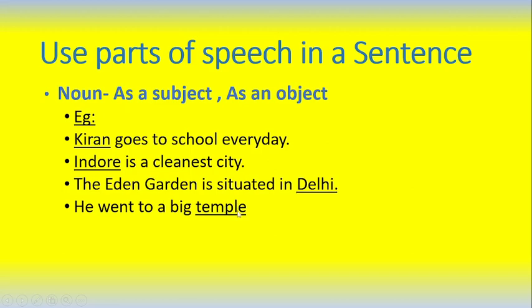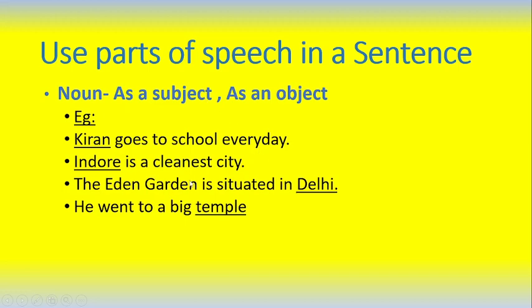So this is how we use a noun in a sentence, as a subject and as an object. We can see in all sentences there will be, okay, two parts. One is subject and another one is object. So both these parts are used as what? They are nouns. See, in this sentence also, even though Kiran is the subject, there is an object in the sentence, that is school, a noun used as an object. Okay, Indore is the cleanest city, so city is a noun here. So we can find in all sentences a subject and object which are called nouns.